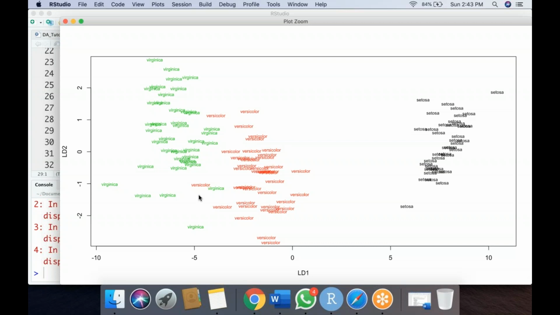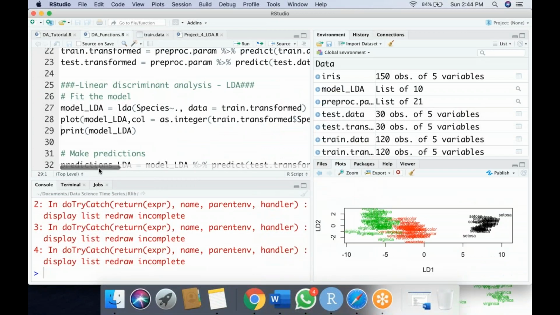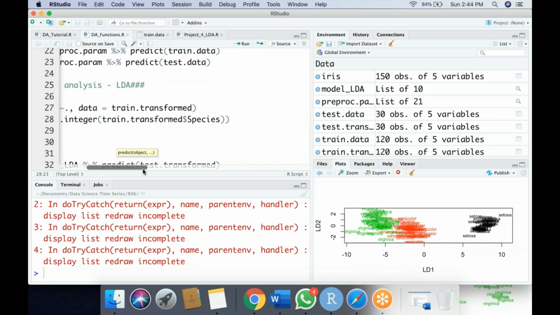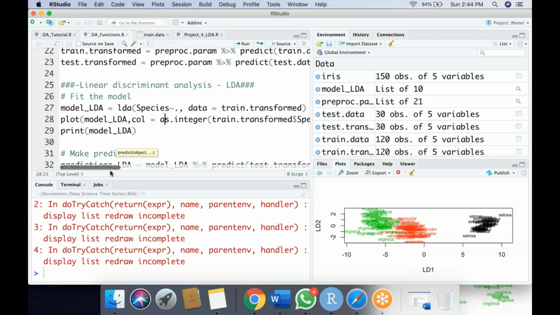Yes, but can you just tell me what is the line to plot this? Okay, sorry. Plot model. So we are trying to plot, and under this column we are taking Species as integer. So basically it will take the count of those species names.